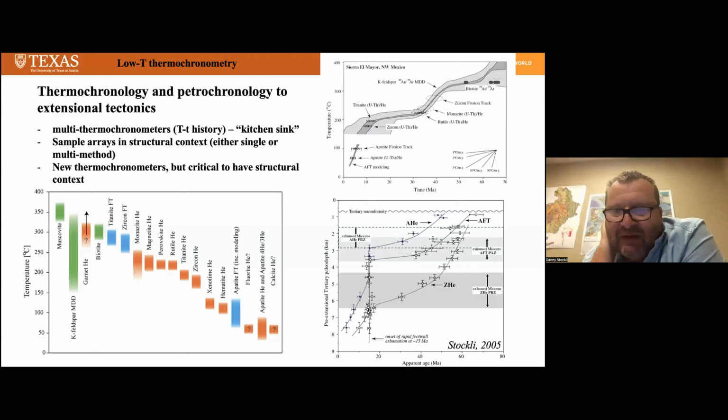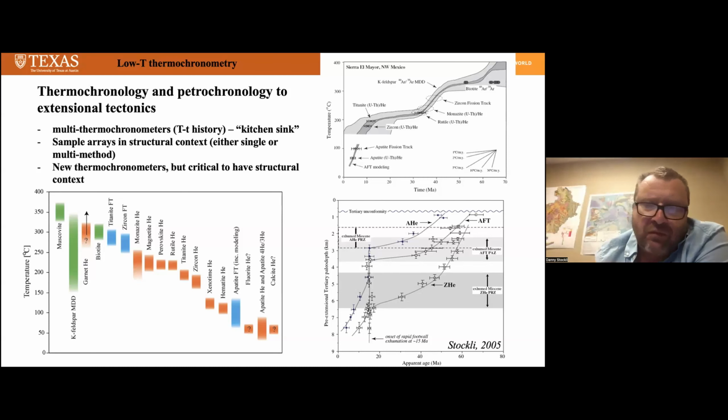The other possibility is that you have a transect or a spatial array that's structurally controlled of either a single thermochronometer or multiple thermochronometers. And in addition to that, we have learned a lot about new thermochronometers over the last couple of decades, mainly in the uranium lead space and the uranium thorium helium space, that allows us to not just look at granitic footwalls, but more complicated metamorphic or even mafic to ultramafic footwalls.